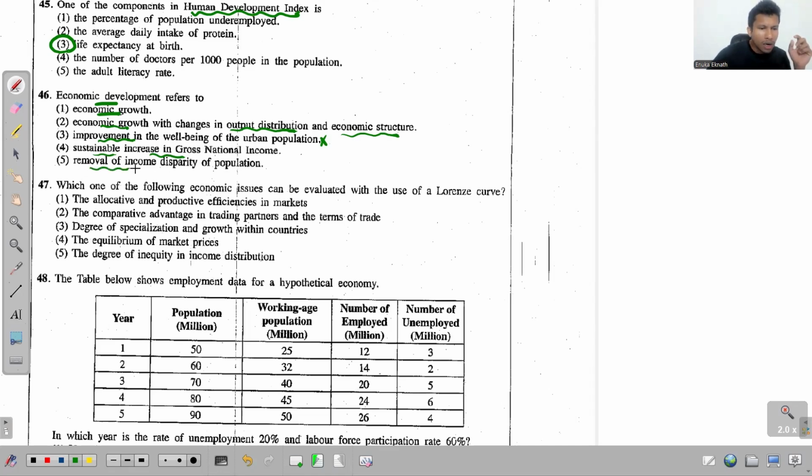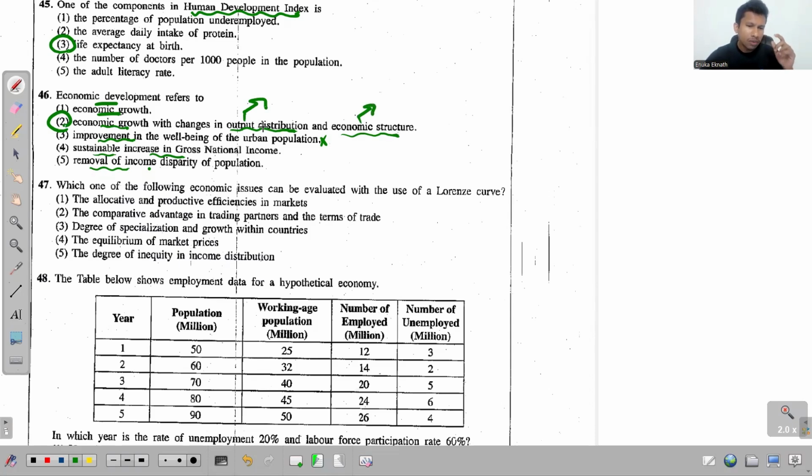Fifth one, removal of income disparity of population. It's just related to income distribution. So from the 5 options that they have given us, the most suitable one is the second one. In the second one, they say economic growth with the changes in output distribution and economic structure.